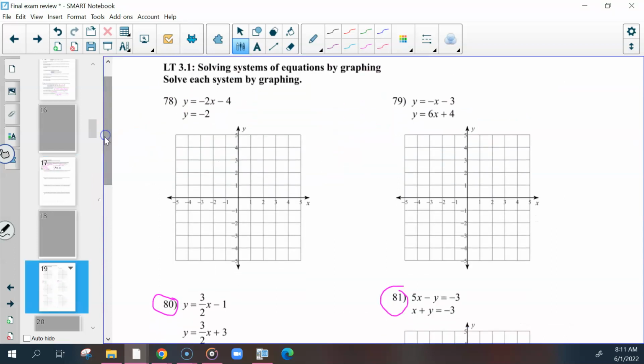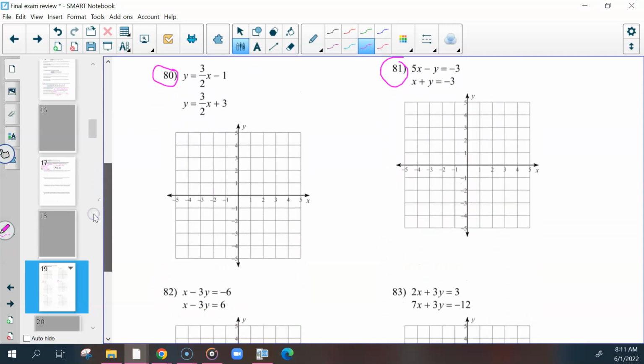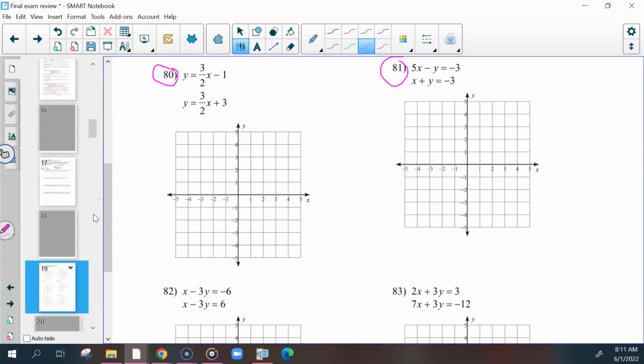So now we're in Unit 3, Systems. First objective was solving by graphing. So we're just going to do a couple of these. Remember that these can have the same type of solutions as solving regular equations. So 1, none, or infinitely many.